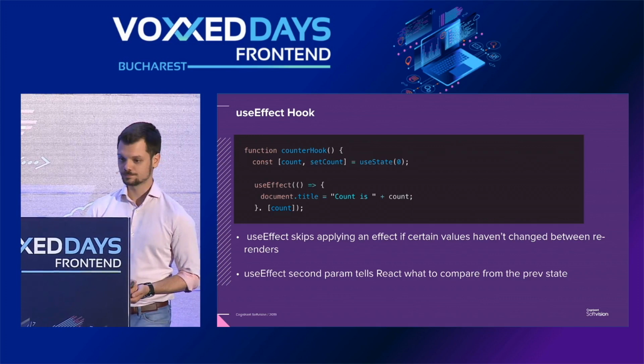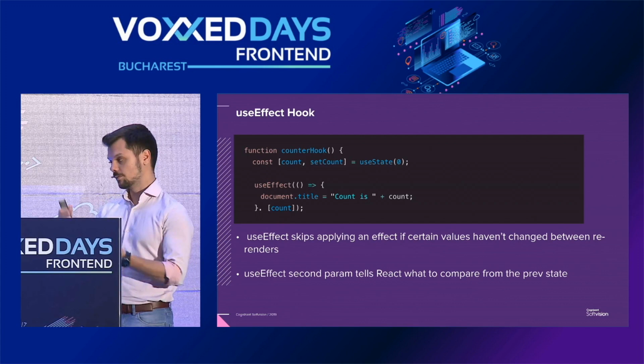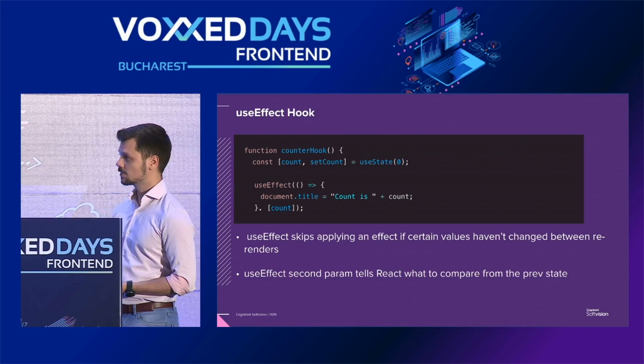So if the count is, let's say, 5, and then our component re-renders with count still 5, because somebody else updated, React will compare 5 with the previous render 5. And because the items are the same, it will skip the effect. So this is how simple we can optimize this, without any ifs, without any conditions.